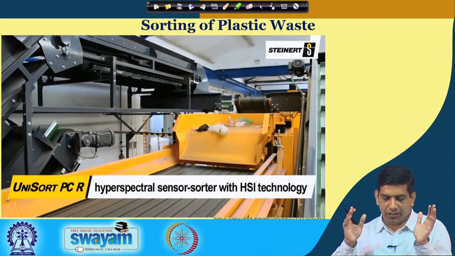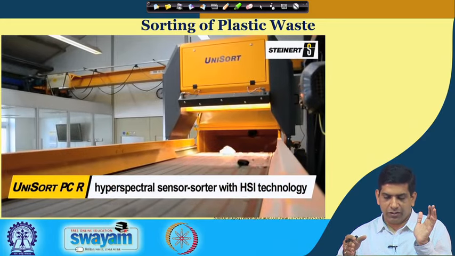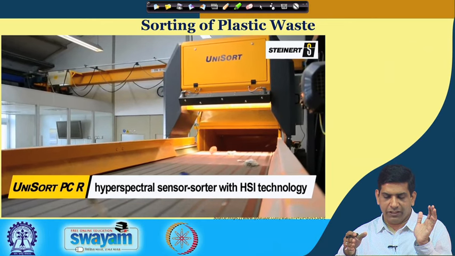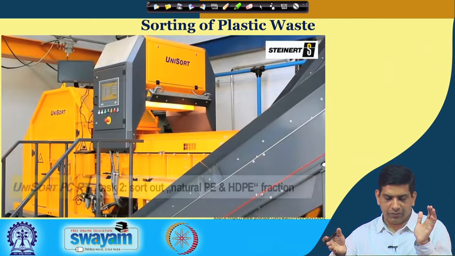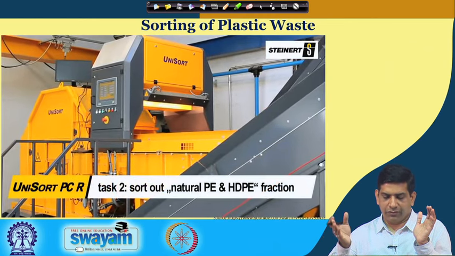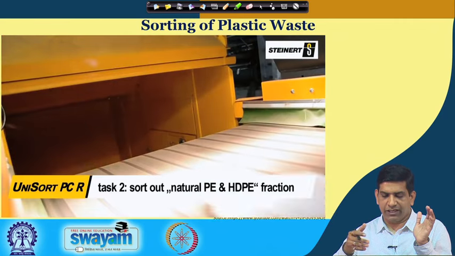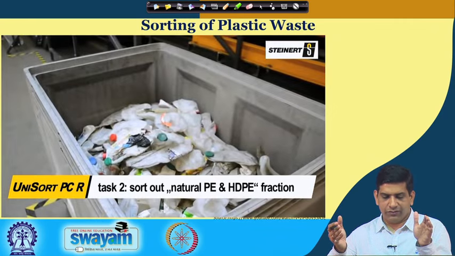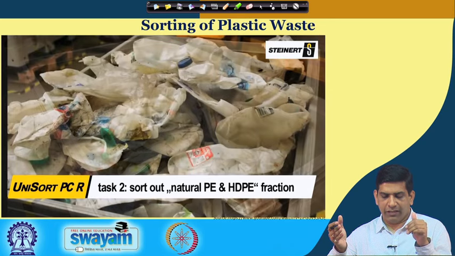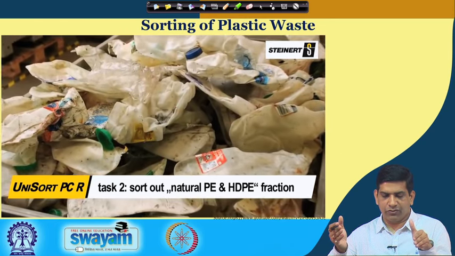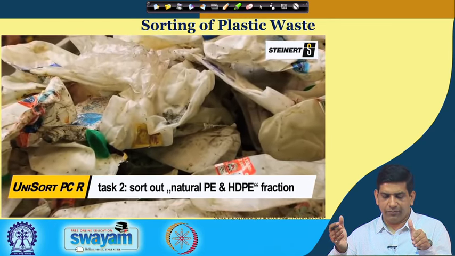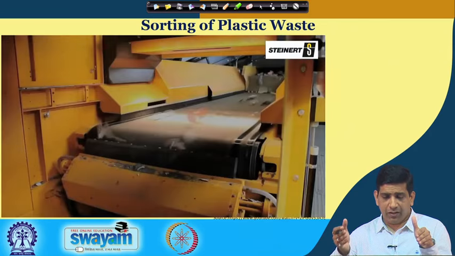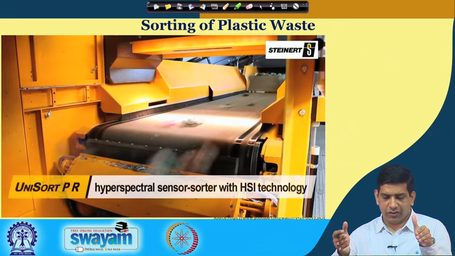Then you have another sensor sorter. After removal of the PET, it will go for, I think, HDPE. Yes, so it will try to take natural polyethylene and the HDPE fraction. So, they are being taken away, and you get the HDPE and natural polyethylene. Those things have come in here. So, this is how things are getting sorted out.